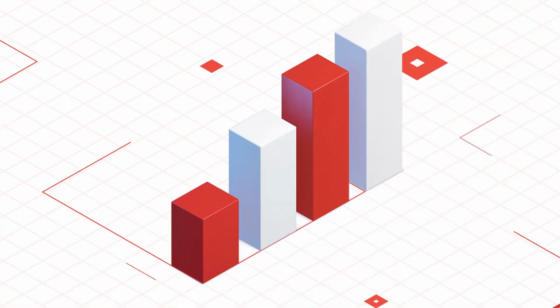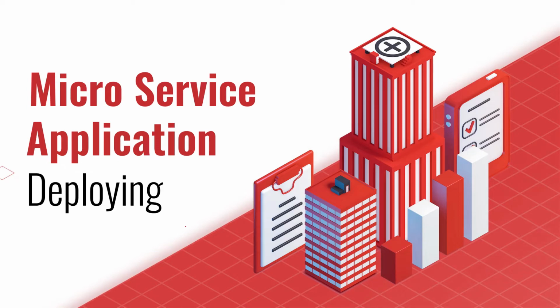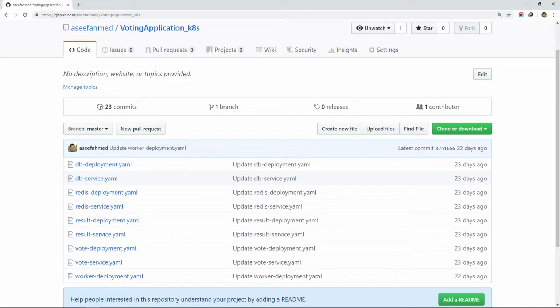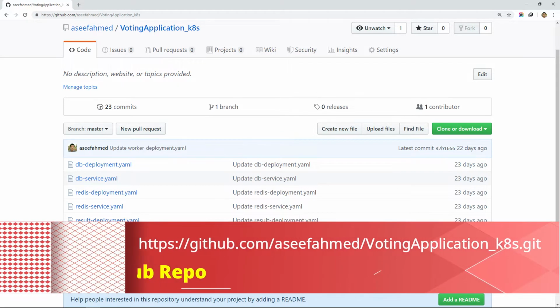In this video, we are going to learn the process of deploying a microservice-based application in a Kubernetes cluster and how Google Kubernetes Engine can leverage the deployment process. For this video, I'm going to use a very well-known and simple voting application that is based on microservices.